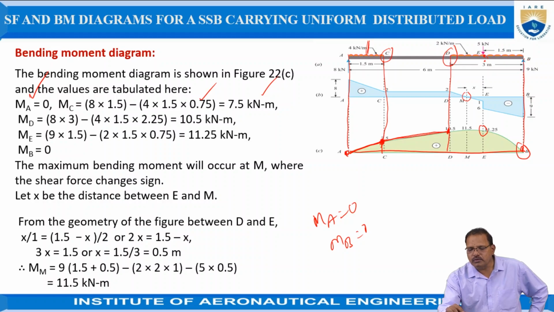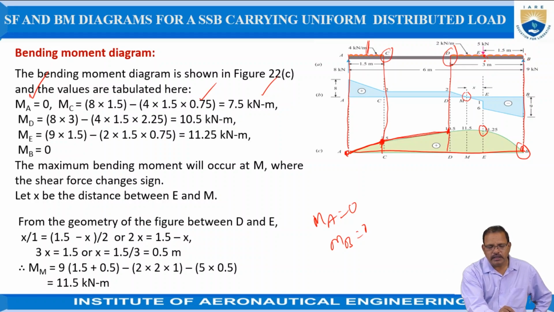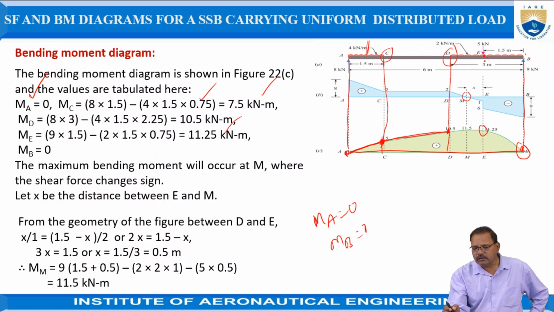It is given 2 kilonewton meter into 1.5 into 1.5, 2 now. So from this relationship we got 9 into 1.5 minus 2 into 1.5 into 1.5 by 2, which is equal to 11.25 now. Take 11.25, and just join the points by using the smooth curve now.